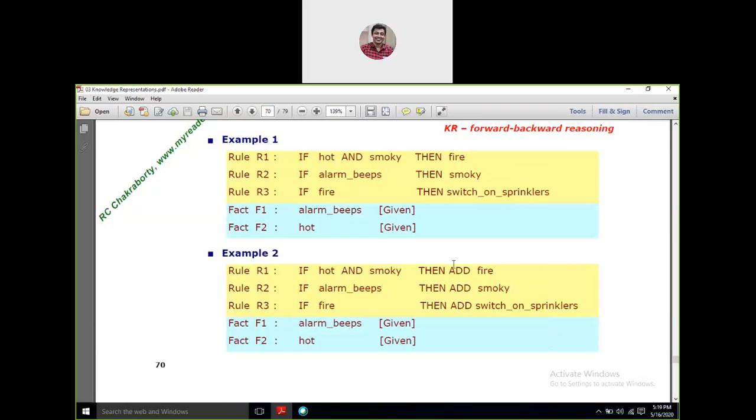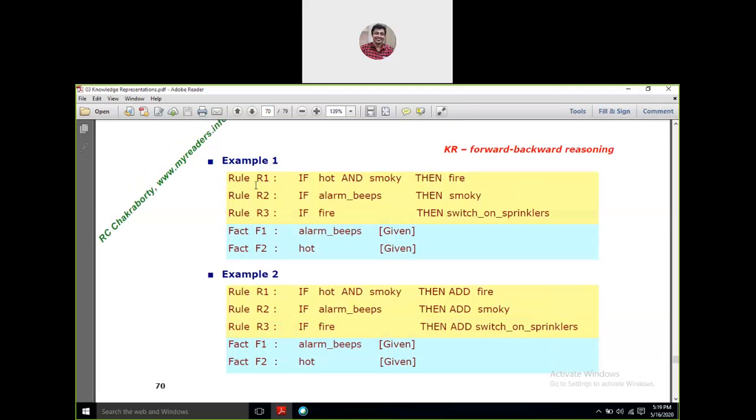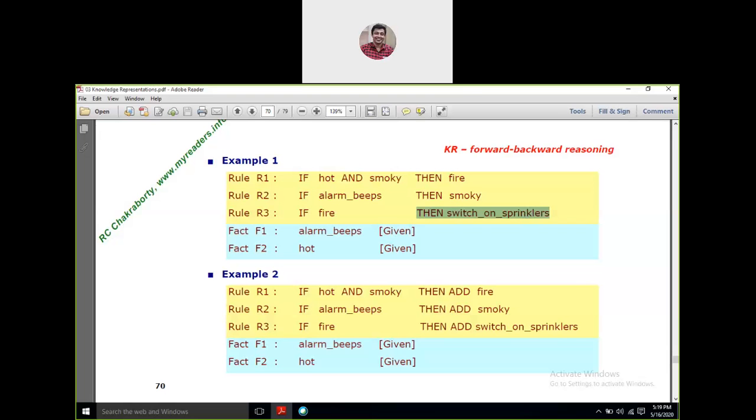Now we do have an example in front of you. We are provided with a few rules: Rule 1, Rule 2, Rule 3. Rule 1 says if it is hot and smoky, then definitely there is a fire, right? Rule 2 says if the alarm beeps, then it is smoky. Now, Rule 3 says if there is fire, then switch on the sprinklers.